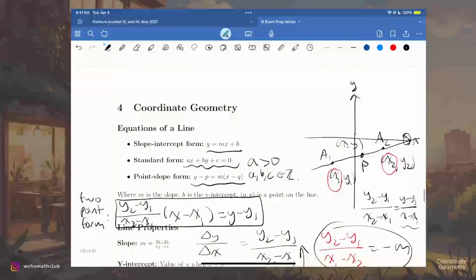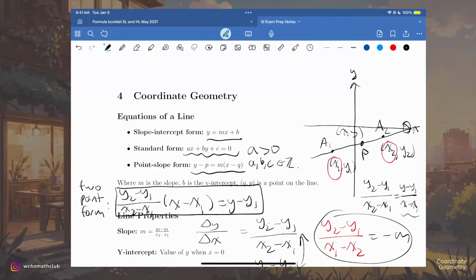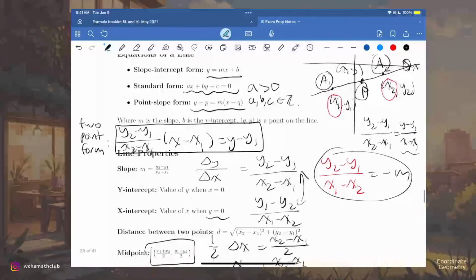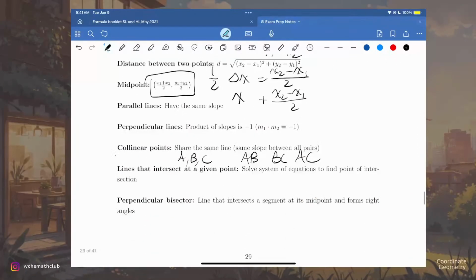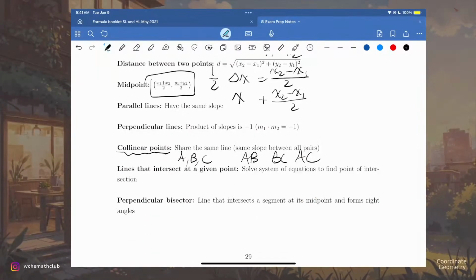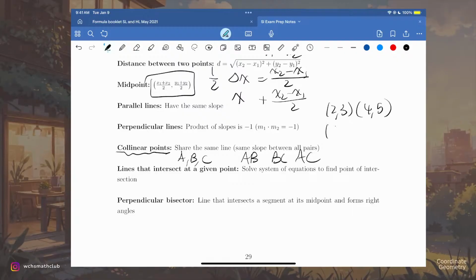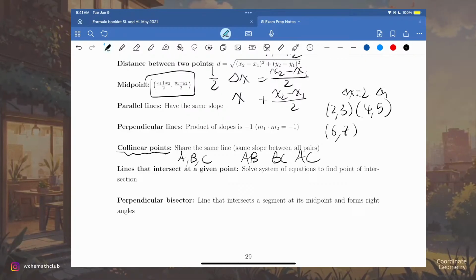So if we go back to where we derived the 2-point form, the slope between A1 and P and A2 are both equal to this value m, which is delta y over delta x, right? So that's how you can show a few points are collinear. For example, if we have (2, 3), (4, 5), and (6, 7), we can check that the delta x between these 2 points is 2, and delta y is also 2.